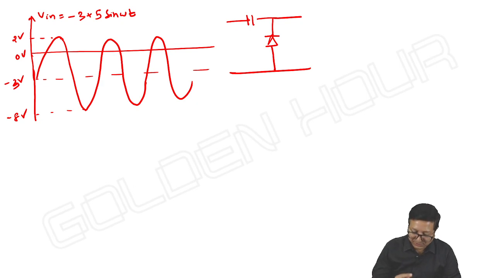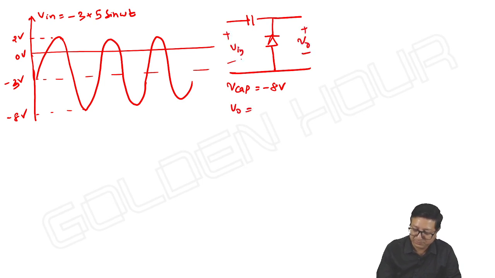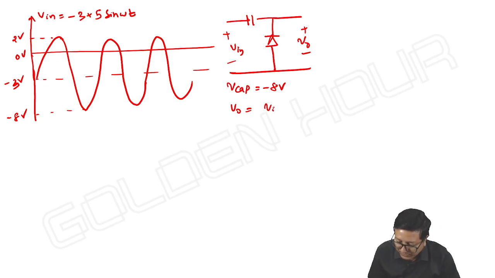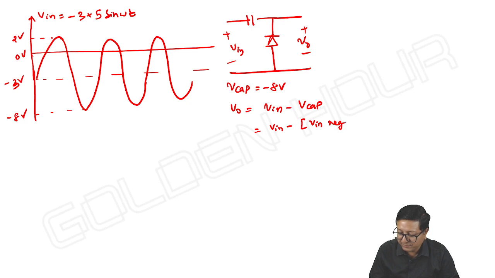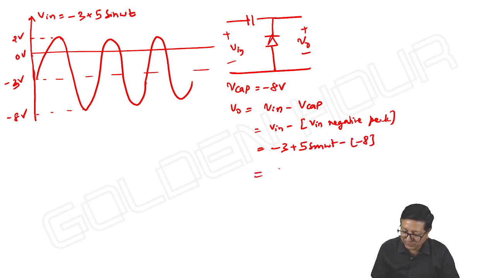Then what about V capacitor? In this example, V capacitor is equal to minus 8 volts. So V output is equal to V in minus V capacitor. What is V capacitor? It is V input negative peak, or V input minimum. The input is minus 3 plus 5 sine omega t, minus of minus 8. It is equal to 5 plus 5 sine omega t.